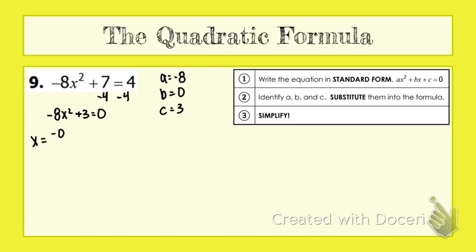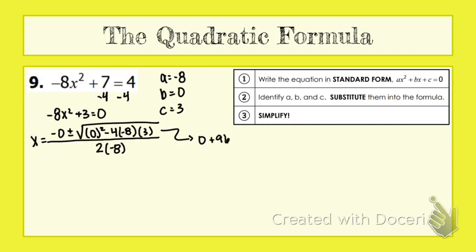x is equal to negative b plus or minus the square root of b squared minus 4 times a times c, all over 2 times a. And we're going to simplify the discriminant first. 0 squared is 0. Negative 4 times negative 8 times positive 3 equals 96. So we're going to get plus 96, which just equals 96.